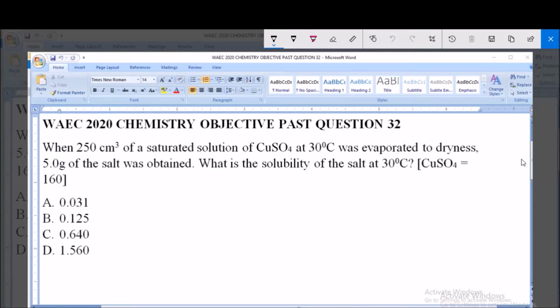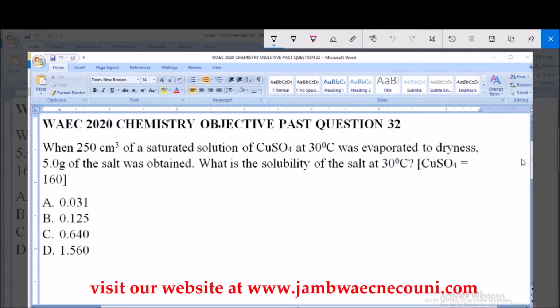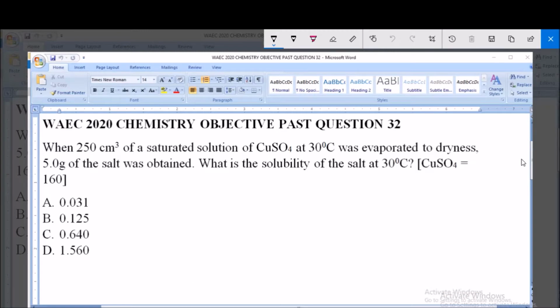When 250 cm³ of a saturated solution of copper(II) tetraoxosulfate(VI) at 30 degrees Celsius was evaporated to dryness, 5.0 g of the salt was obtained. What is the solubility of the salt at 30 degrees Celsius when the molecular mass of CuSO4, copper(II) tetraoxosulfate(VI), is equal to 160? A 0.031, B 0.125, C 0.640, D 1.560.